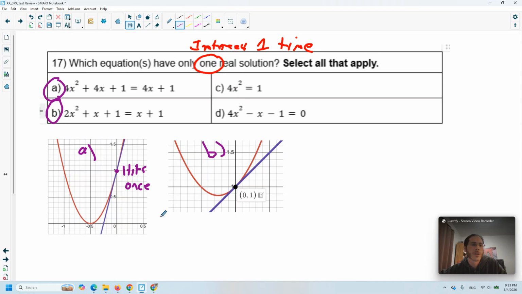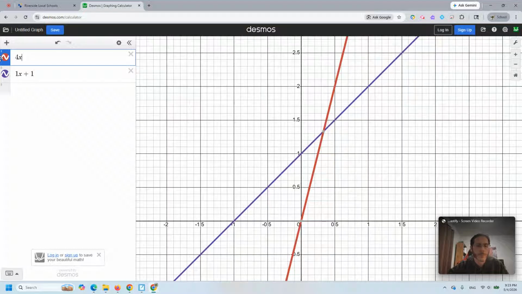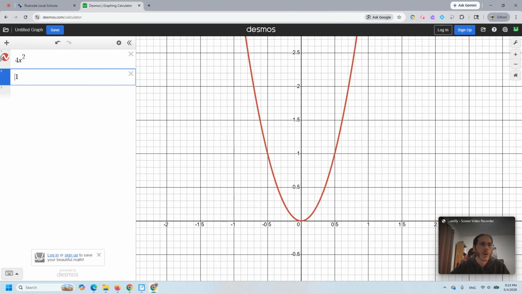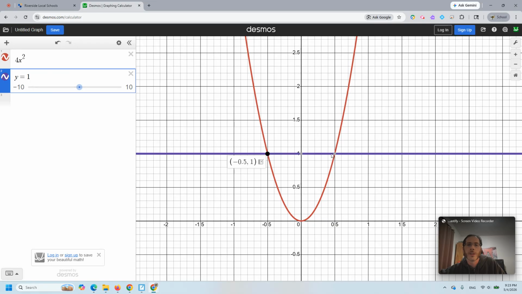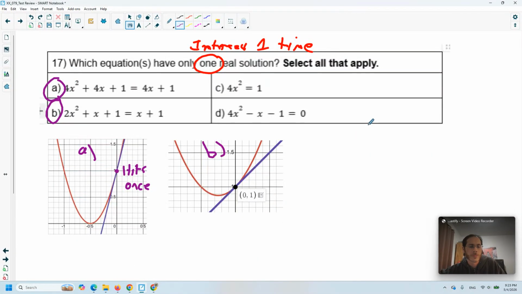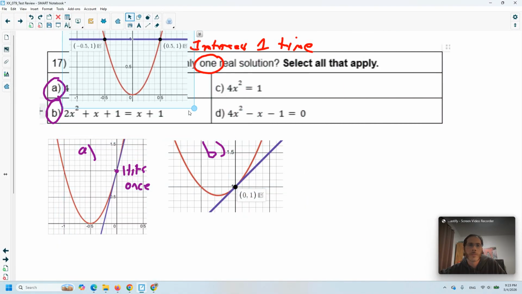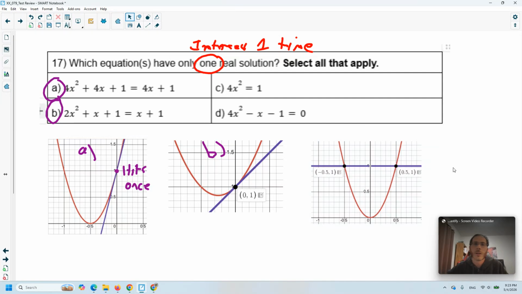C, 4x squared equals 1. All right. Now watch what happens when I put in 1. We don't get the graph, because remember, if we just have a number, we got to do y equals 1. And we can see this one is wrong, because this one hits twice. All right, so this one's not right. So we're not going to pick C, because C hits twice.